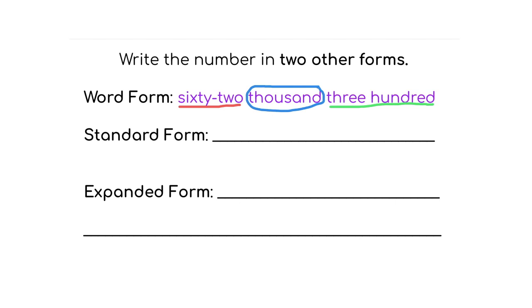So now I can write my number in standard form. My first part is 62, so I'll write the number 62. I circled 1,000 because that's just going to be a comma. I'm not going to write 3 zeros because when you say a number and say 1,000, that's just the comma that you're saying. Then my last period is 300, so I'll write the number 300.